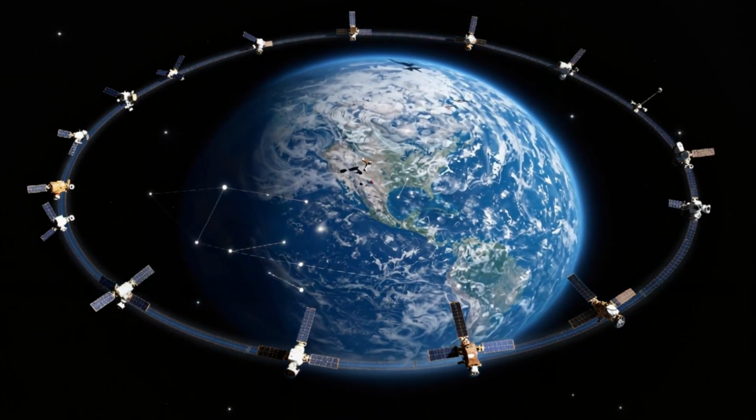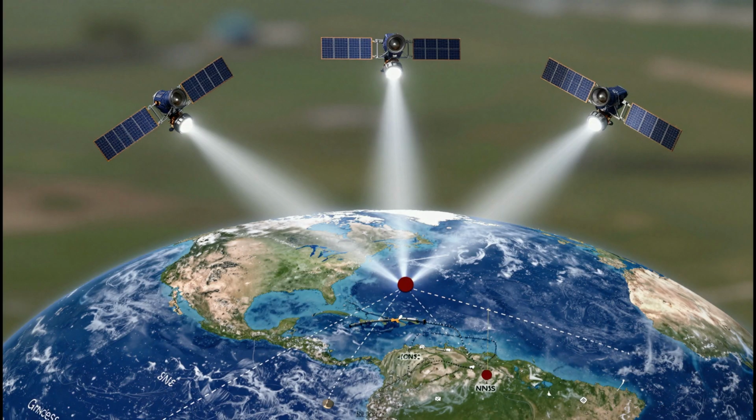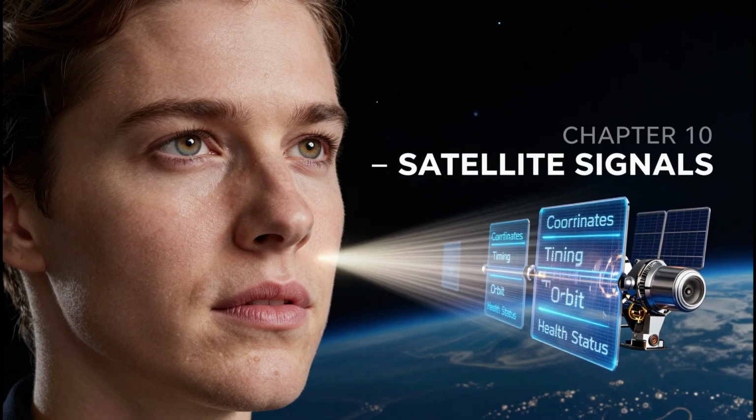The receiver calculates distances from multiple satellites. The intersection of these distances reveals the receiver's position. To solve for latitude, longitude, elevation, and receiver clock error, signals from at least 4 satellites are required.